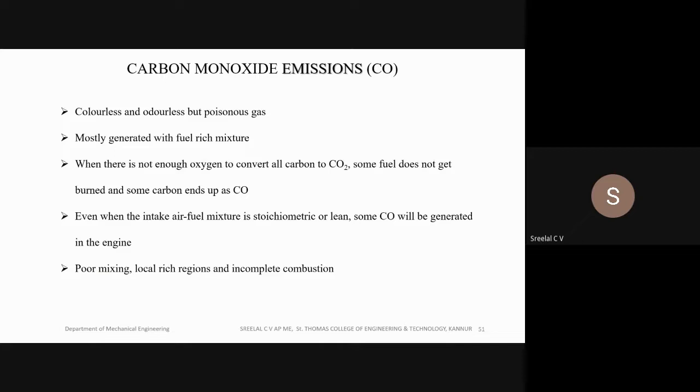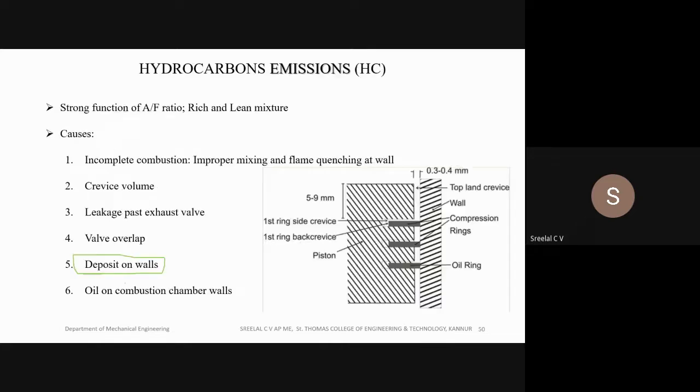Okay, and next, even if we discuss the air fuel ratio, if it is rich... Okay, but even in the case of stoichiometric or lean mixtures, the same carbon monoxide will be generated in the engine.